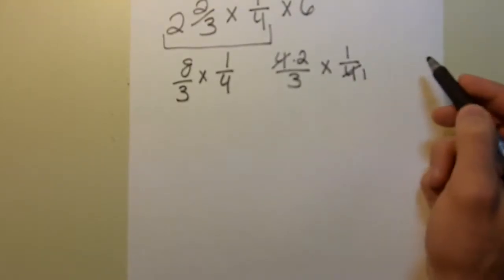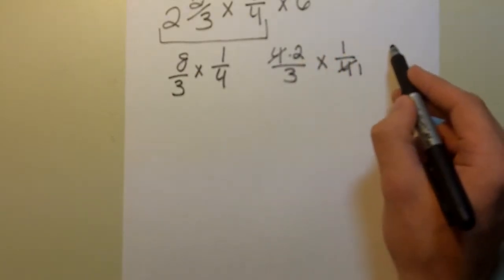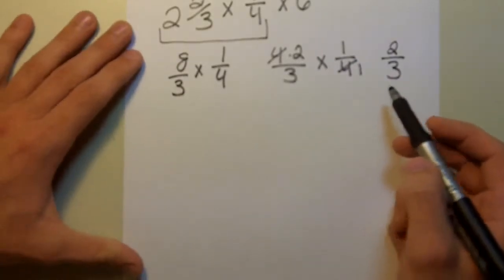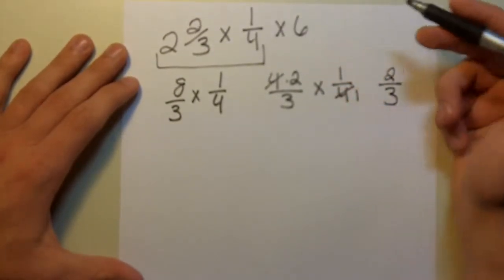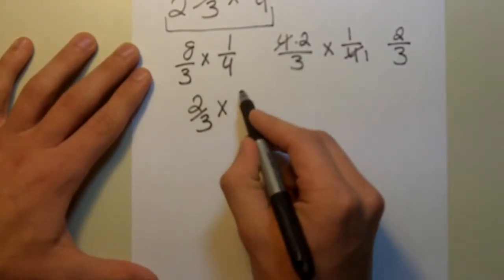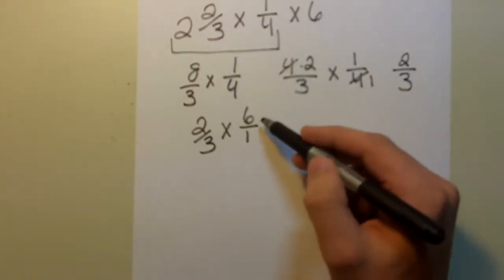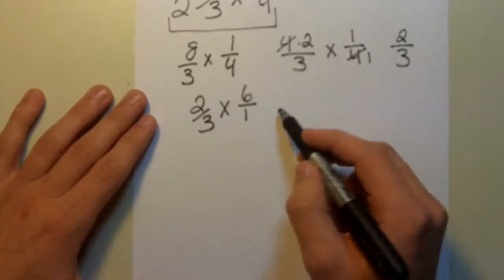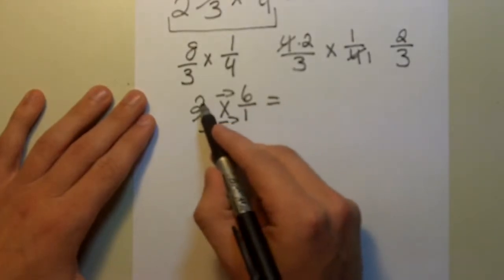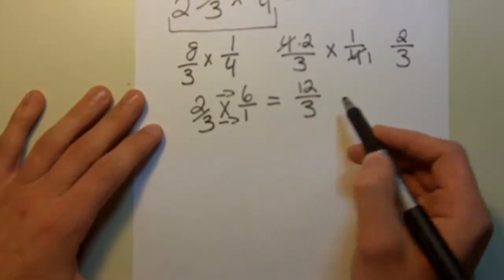Alright, this turns into a 1. So now we can just multiply right across. We have 2 times 1 is 2, 3 times 1 is 3. And now we can bring this 6 back into the equation. So we're going to write it like 2 over 3 times 6 over 1, because this 6 up here is just 6 over 1 in fraction form. Okay, so now we can just multiply right across. So 2 times 6, that's 12, and then 3 times 1 is 3.